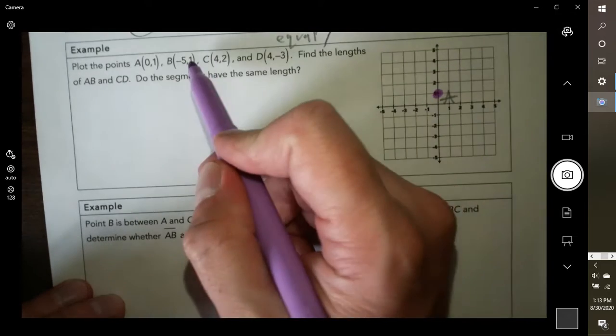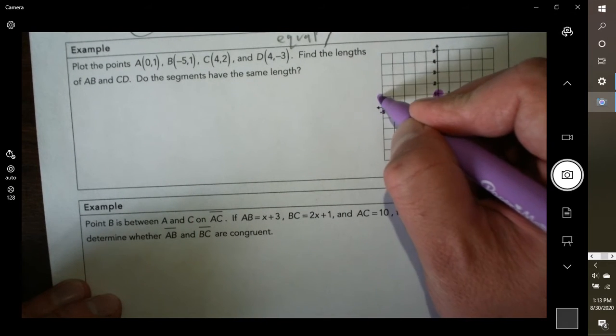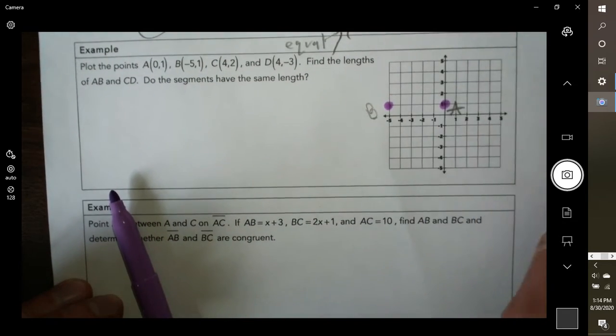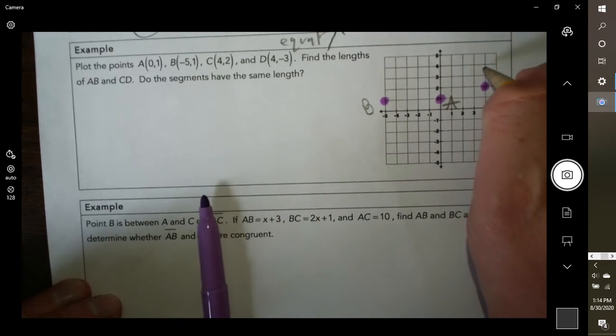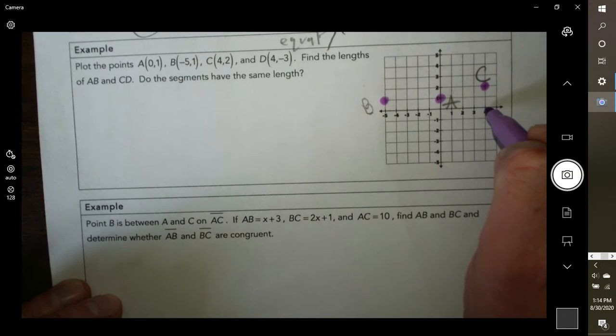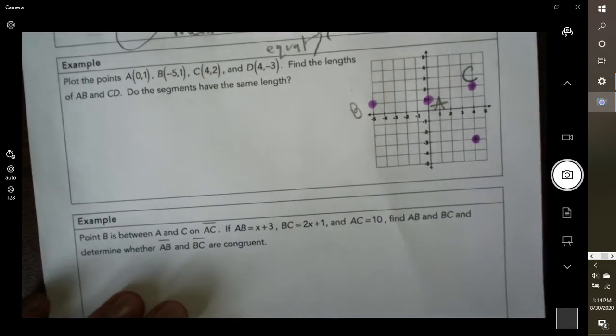And B is negative 5, 1. So it's to the left 5, up 1. There's B. C, to the right 4, up 2. There's C. And D, 4, negative 3. To the right 4, down 3. That's point D.